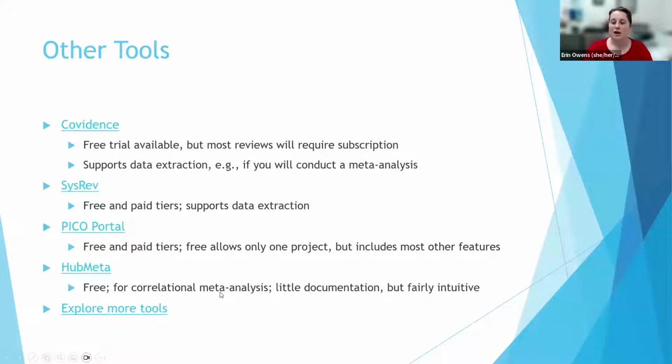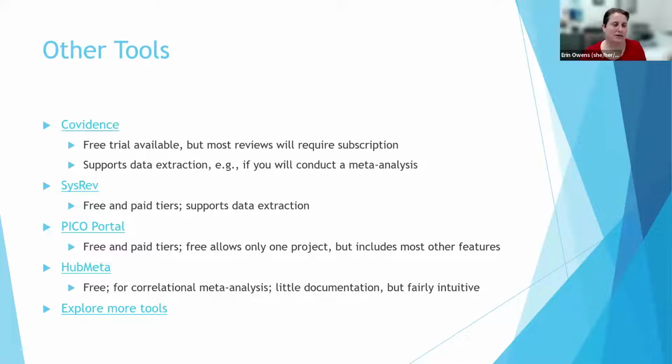All right. I always like to include a few other tools that are in this same space, because just because I'm teaching one tool, it may not be the best in every context. So some of the other tools that are available in this space, Covidence is one of the very big, well-known names in systematic reviewing. There is a free trial available. The trial is generally not sufficient to get through a whole review project. You'll generally need to have a subscription, and it is a bit on the pricey side. It does support data extraction. If you're going to do a meta-analysis after the review, it'll let you pull those variables out of the different papers.